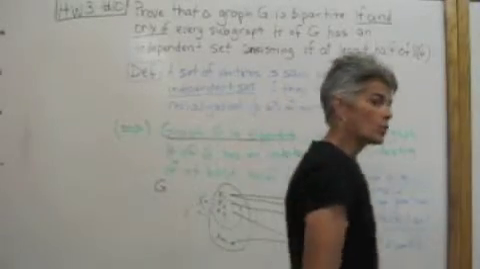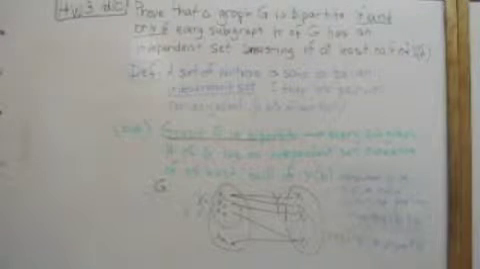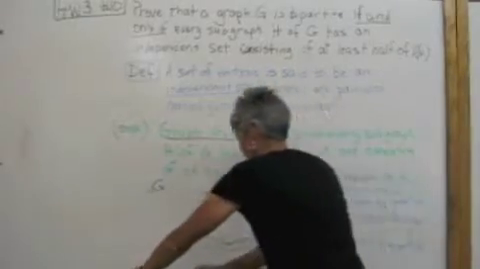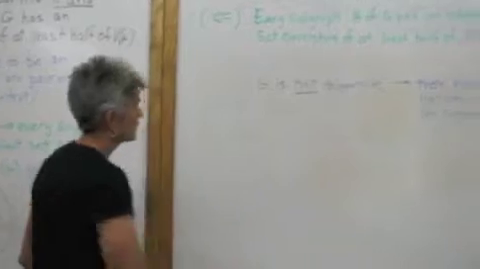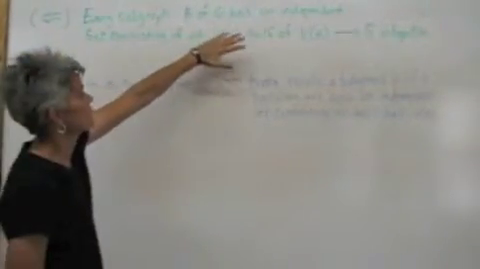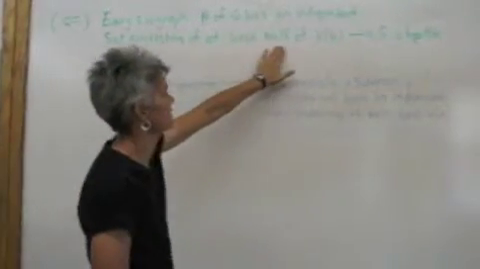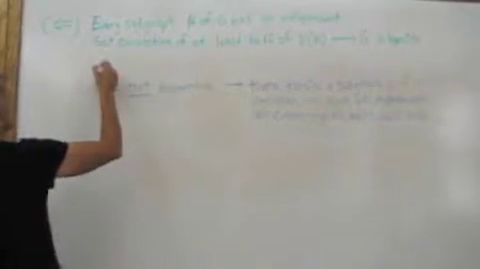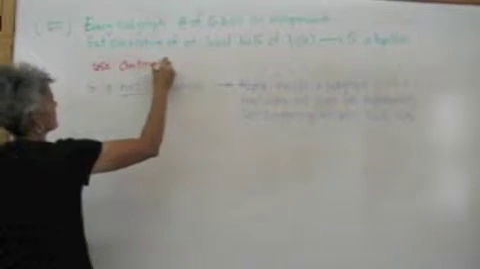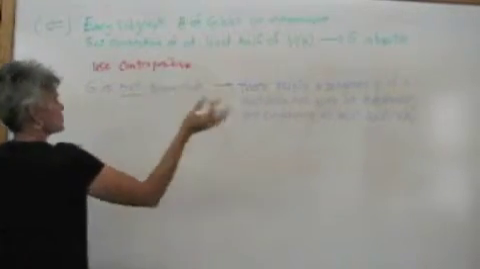Okay? Now we're going to move to the backside proof. And the backside proof looks like this. If every subgraph H of G has an independent set consisting of at least half of the vertices in H, then G is bipartite. And we are going to use the contrapositive to show that this statement is true.